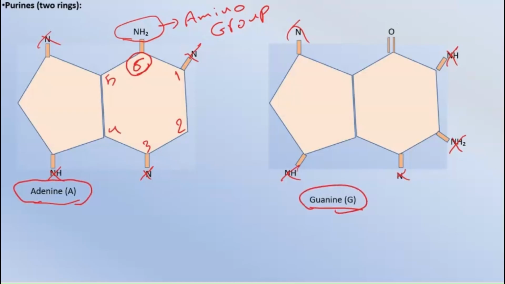What about guanine? So great, here's ring number 1, ring number 2. Where's carbon number 6 or the 12 o'clock position? And here it is. What does it have? Does it have an amino group? No. And therefore, this is going to be a guanine.